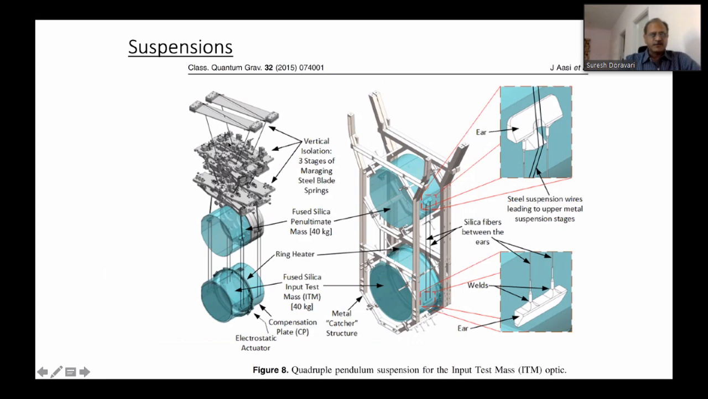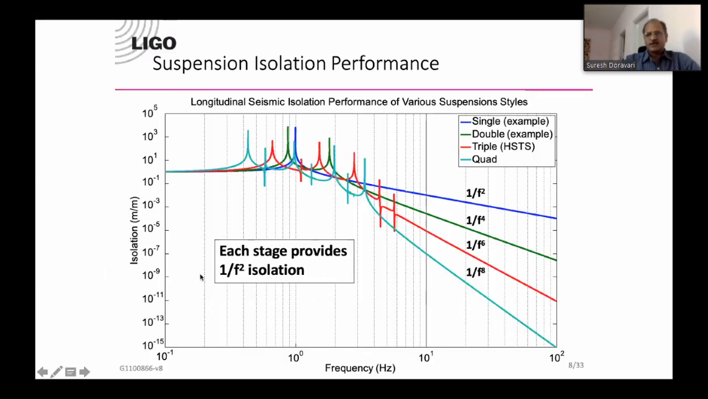The core optics of LIGO are suspended in what we call a quadruple suspension. These are like pendula, one below the other, four stages. The reason why we do that is clear in the next slide. When we talk about how much the ground is moving and how much the mirror is moving, we want the mirror to not move even though the ground moves. That's called isolation. That is, how much attenuation you can get. Here, that is meters by meters. That means if the ground moves by a certain amount of meters, how much does the mirror move?